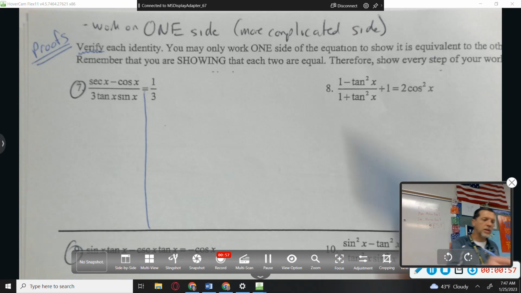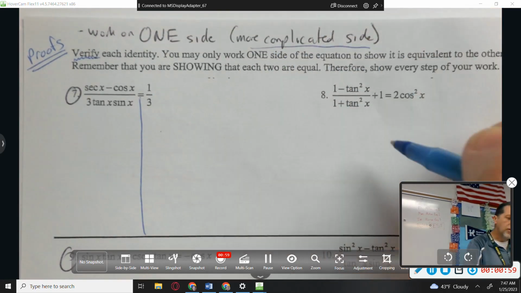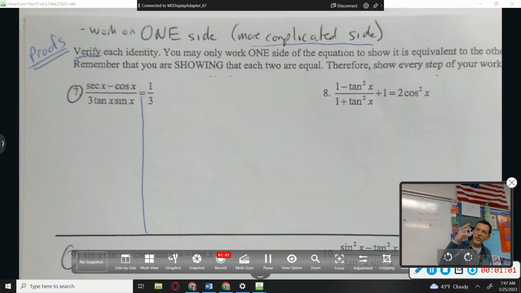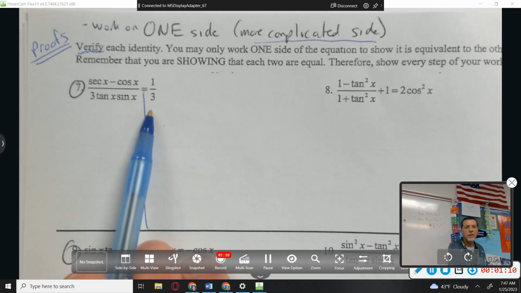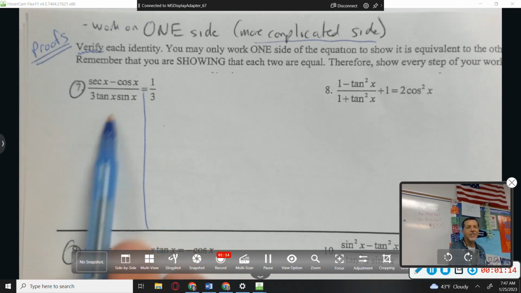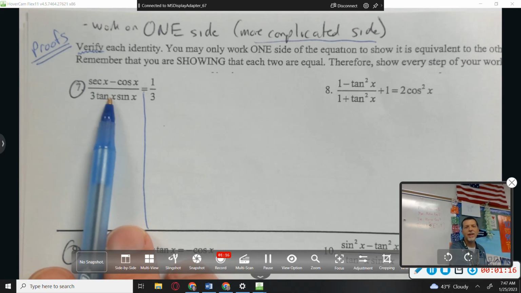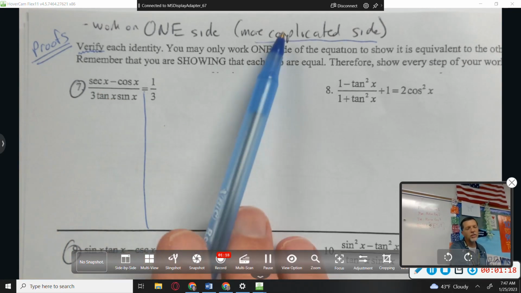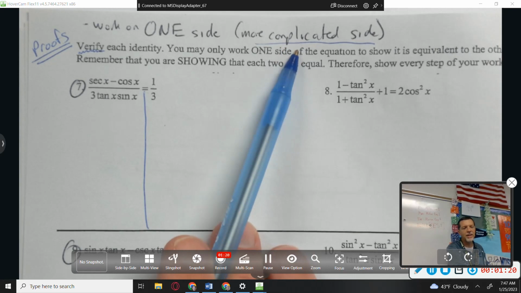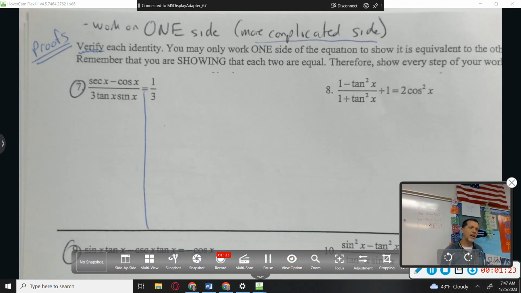Usually you want to pick the more complicated side to work on, just because it's a whole lot easier to simplify down than to expand up. Now, technically, you can work on either side, but it would be really tricky to start with 1/3 and turn it into all of that. You'd have to get real creative to make that happen. So almost always you start on the more complicated side and hope that things reduce in your favor.